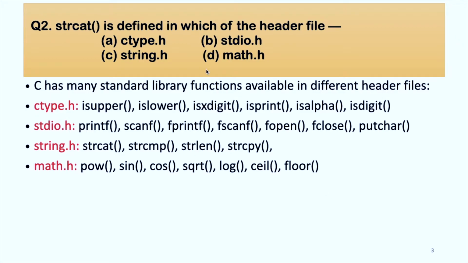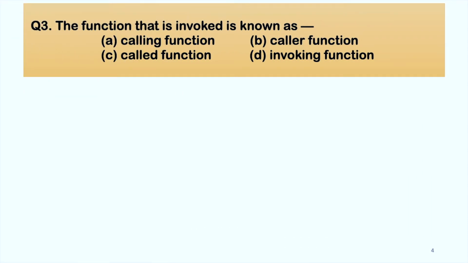So now instead of knowing only this answer, that string.h is the answer for strcat, we know many more answers. So if the question is isupper, then the answer will be ctype. So we know many of them. So finally, in this case the answer is string.h. Let's go to the next question.